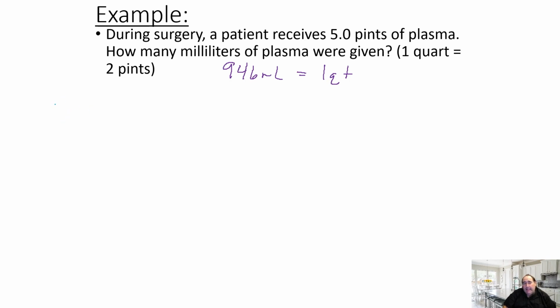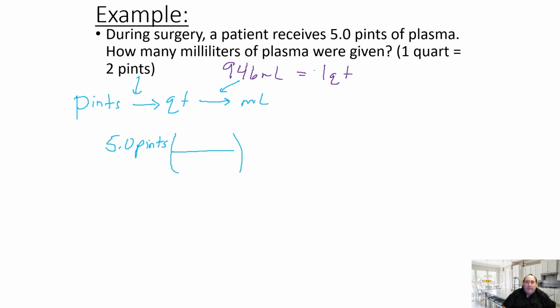So again, sort of your pathway here. We're starting with pints. Take pints to quarts, using that first equality, and take it the rest of the way there with our milliliter conversion. So here we'll start with our 5 pints. Once again, our pints are up on top, so we want to go opposite. If we think about our quarts to pints conversion here, we have 1 quart over 2 pints.